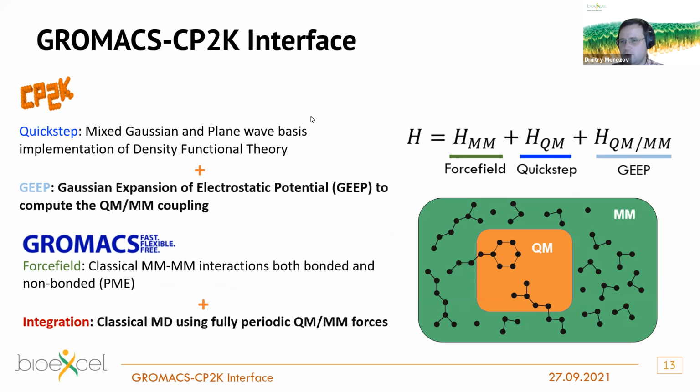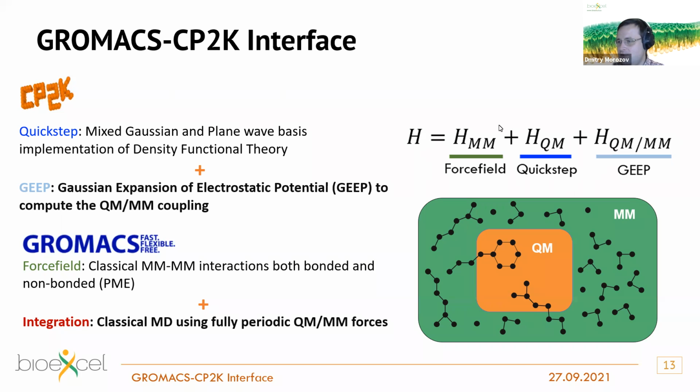The second reason was that we wanted our QM/MM implementation to be fully periodic. Usually when you are doing molecular dynamics, you are dealing with periodic systems in a box. And for that, CP2K is the best software, because it already has periodic interactions implemented, because of how CP2K works.